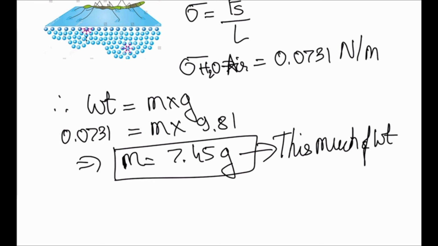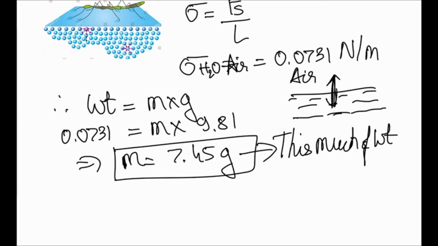Suppose there is water in a lake and there is air over it. Whenever there is an interface like this, 7.45 grams, if you keep it on that water surface, it won't drown. It can be supported by this water and air interface.